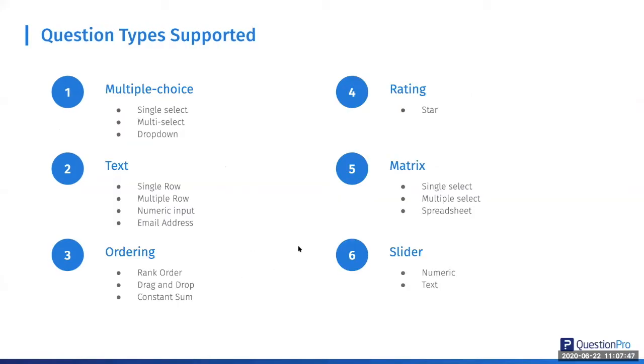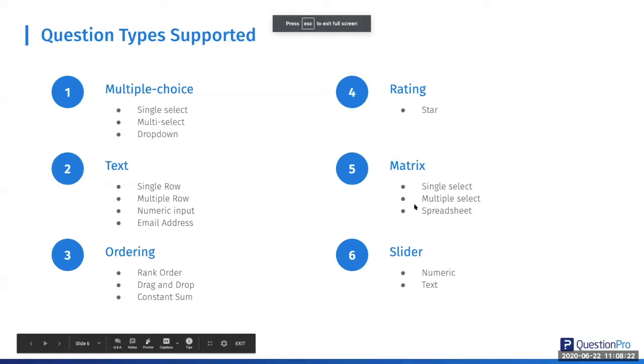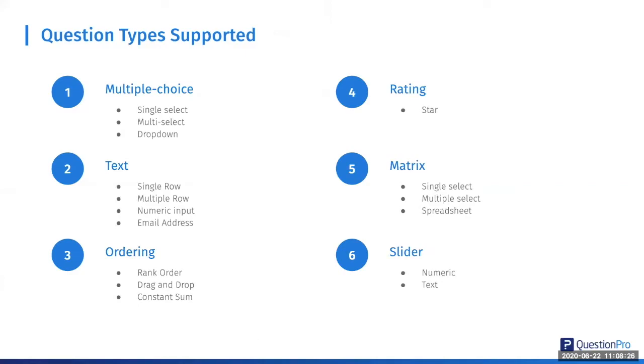And essentially, if a respondent selects different answer options, those can get automatically extracted into any of the following question types: single select, multi-select, drop down, single row, multiple row, numeric input, and email address, and then ordering. So you can rank order answers that were previously selected, drag and drop, constant sum, rating.